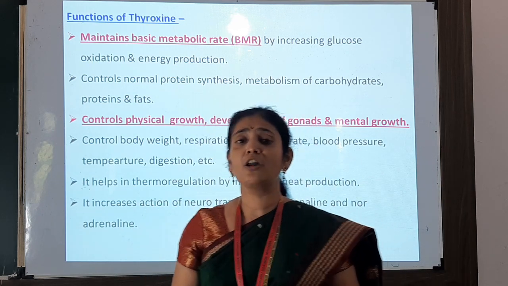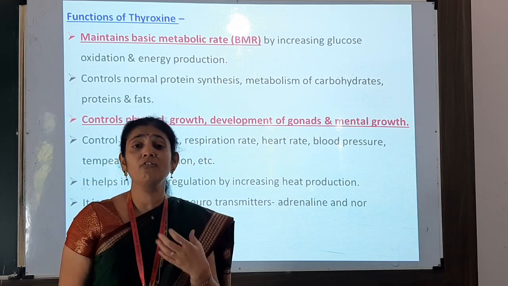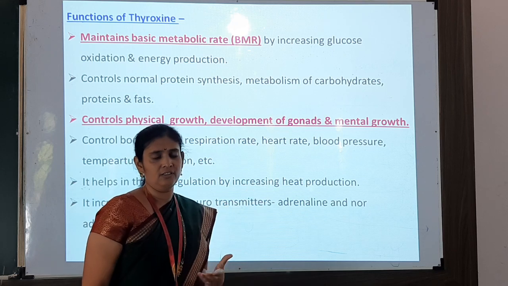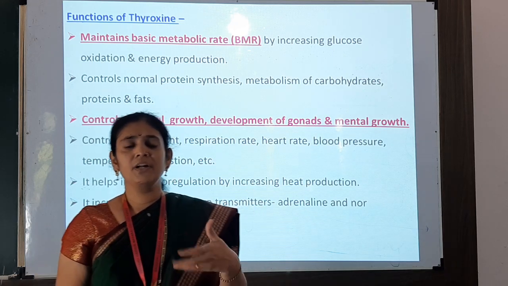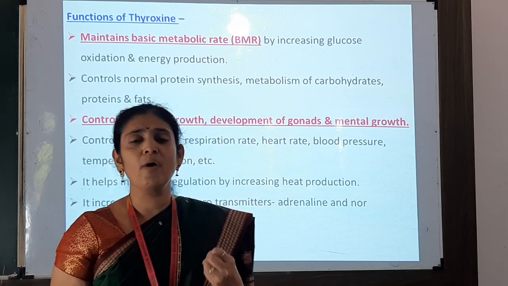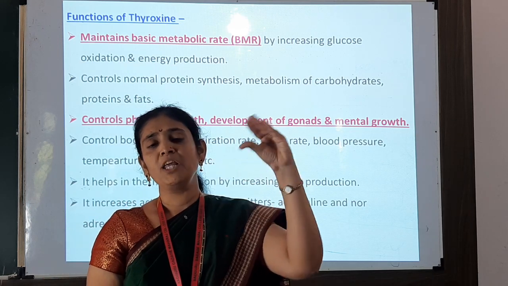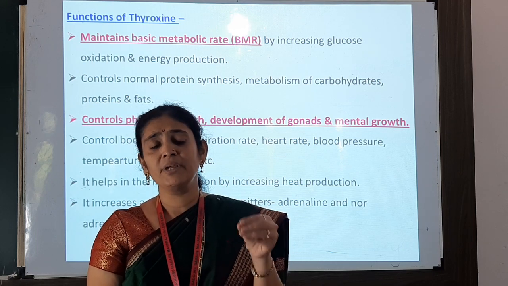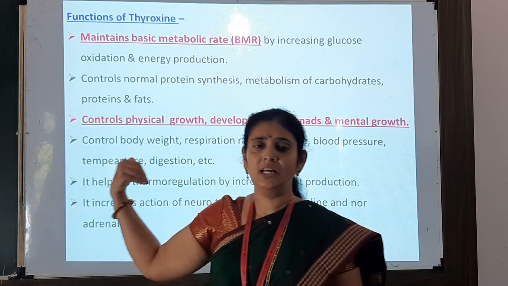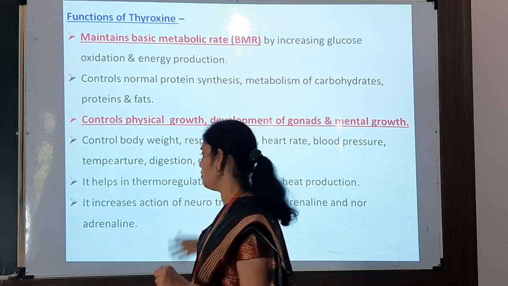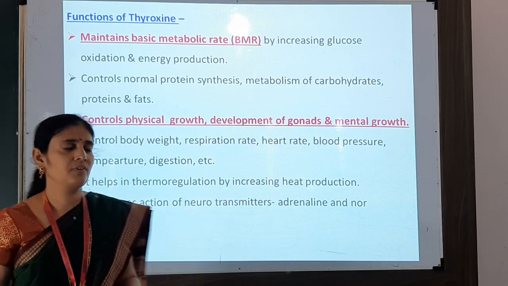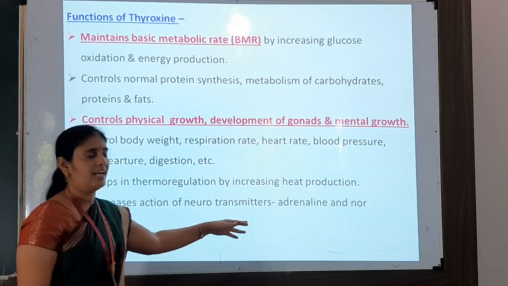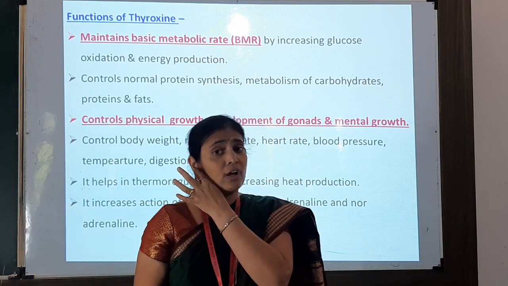It also helps in thermoregulation, that is maintaining of our body temperature, by increasing heat production. So for different metabolic functions we require optimum body temperature, and this optimum body temperature can be controlled with the help of this thyroxine by increasing the heat production, and it is also responsible for the action of neurotransmitters called adrenaline or noradrenaline.